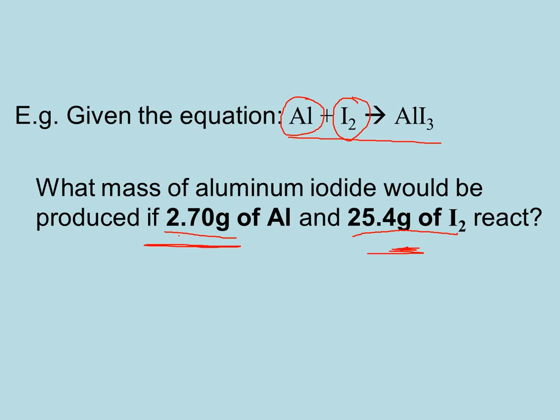The fact is we have two amounts to consider, so we have to calculate how much product we would get from the aluminum, how much product we would get from the iodine, and which one of them produces the least amount of product. That one will be the limiting reactant, and that one will give us the actual amount of product produced by stoichiometry.